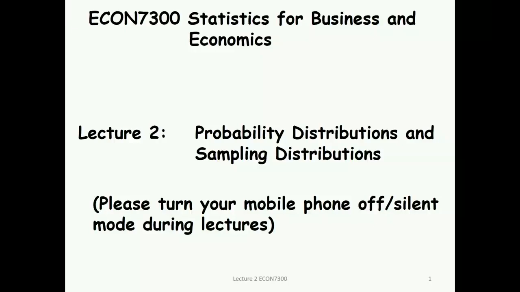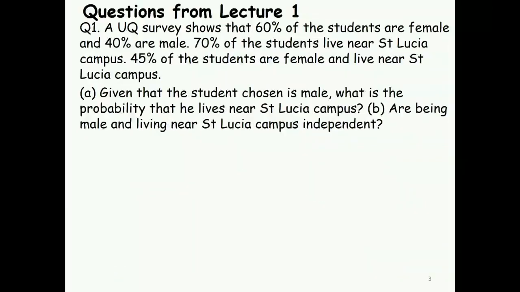Okay, let me try to answer the questions. So the first thing, given that the student chosen is male, this is conditional. Given that the student chosen is male, what is the probability that he lives near St. Lucia? The probability that he lives in St. Lucia, given that the person is male.